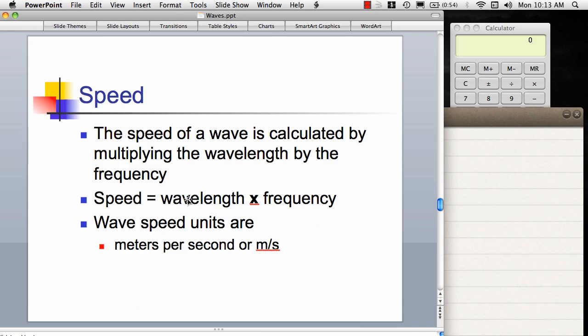Next slide talks about speed of a wave. This is important. We measure the speed of a wave by multiplying its wavelength times its frequency. The normal units of wave speed are meters per second. In Chapter 18, you will see that all electromagnetic waves theoretically travel at the speed of light. So, as the wavelength increases, the frequency would decrease, and the opposite would also happen. If the frequency increases, the wavelength decreases to maintain that constant.